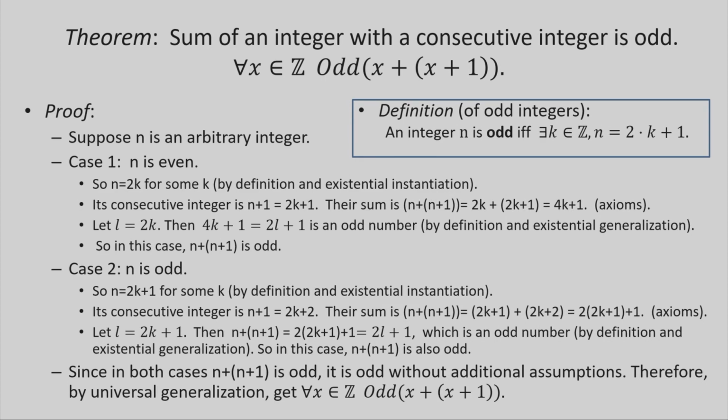Now we exhausted all the possibilities because every number is either even or odd. And that means that it's just odd without any additional assumptions. And therefore, we can use universal generalization and say that for every integer x, x plus the next one over, x plus 1, is going to be odd.